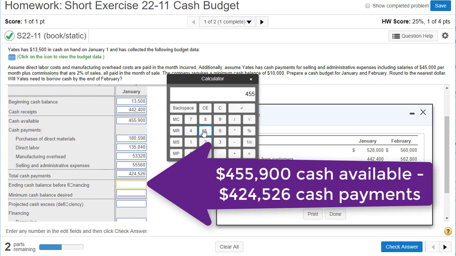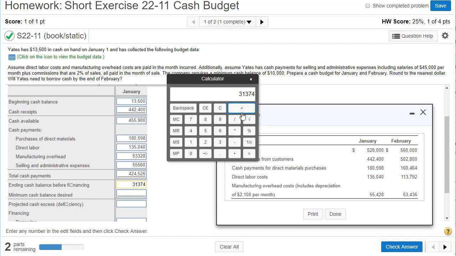So $455,900. So I'm taking cash available and then I'm subtracting the cash payments. Minus $424,526 gives us $31,374.